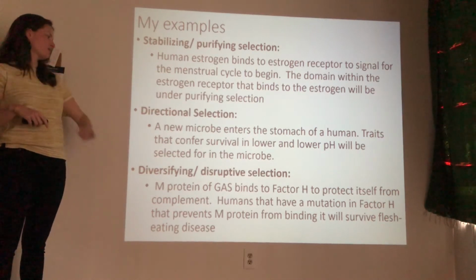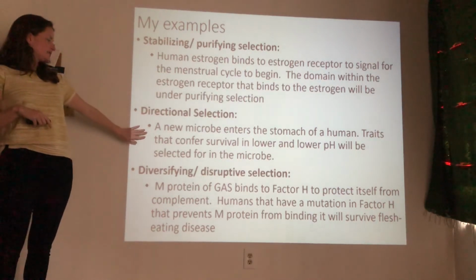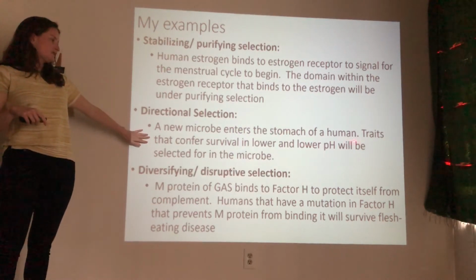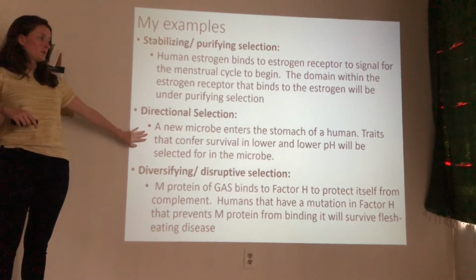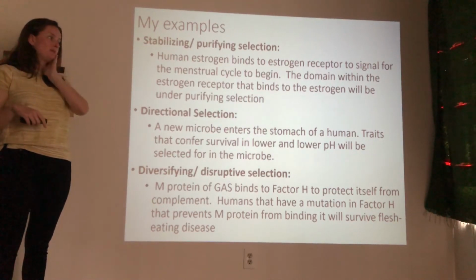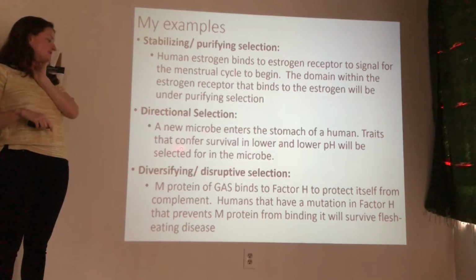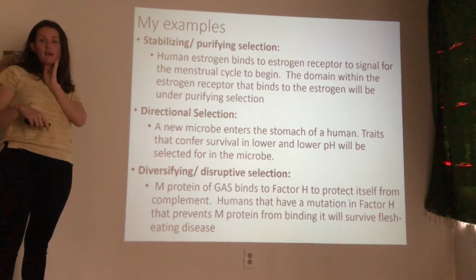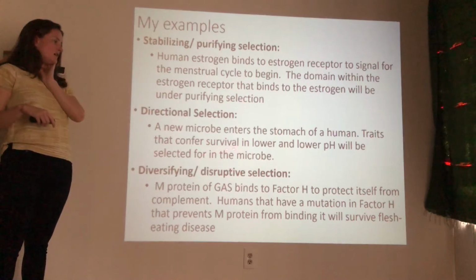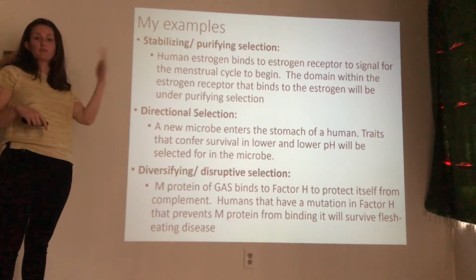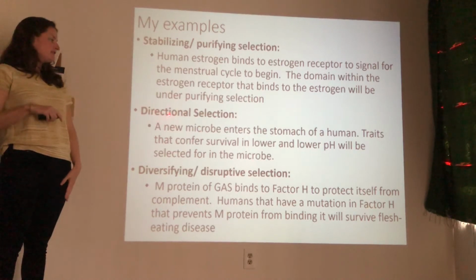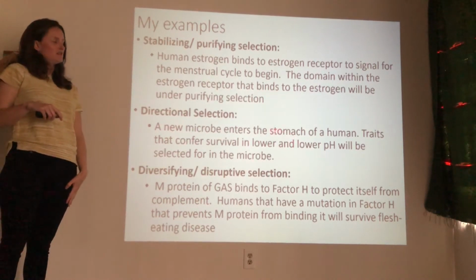The example that I came up with for directional selection was if we can envision a new microbe entering the human stomach. If it wasn't previously in the human stomach, we can assume that it was previously existing at maybe more of a neutral pH. So traits that now confer survival in lower pH, like in the human stomach, would be selected for in that microbe. Because any bacteria that are able to make a protein that allows them to live in lower pH will then survive and reproduce. And so that trait will be selected for. But we're moving in the direction of lower pH, right?